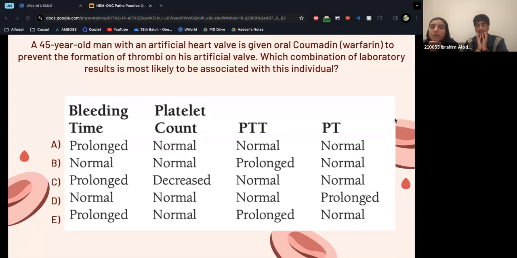So if you know that, and you know that factor 7 is in which pathway, extrinsic or intrinsic? Extrinsic. Since factor 7 is affected, PT is prolonged. Now, 10, 9, 7, 2, and protein C and S.